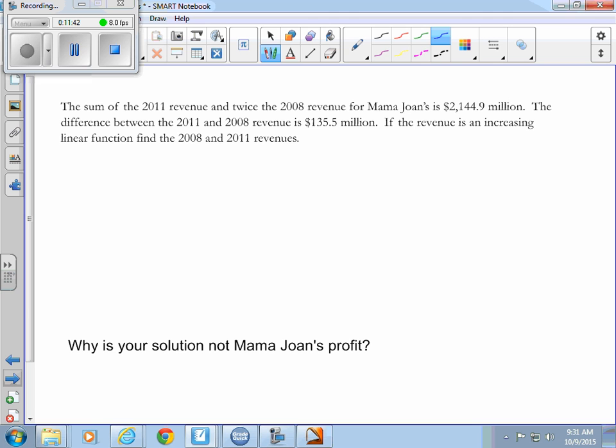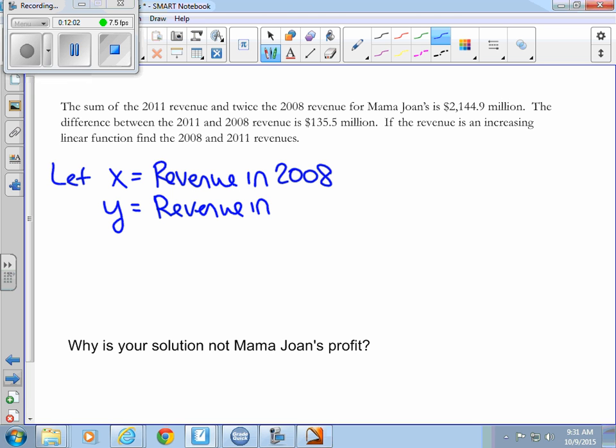Revenue in 2 different years, right? And are those the same number? No, in fact, definitely are not. So I'm going to let X equal the revenue in 2008, and Y equal the revenue in 2011. So the first thing you're going to do is identify what you don't know and give it a variable name so that we can set up an equation. Then you're going to set up an equation or a system of equations to solve.